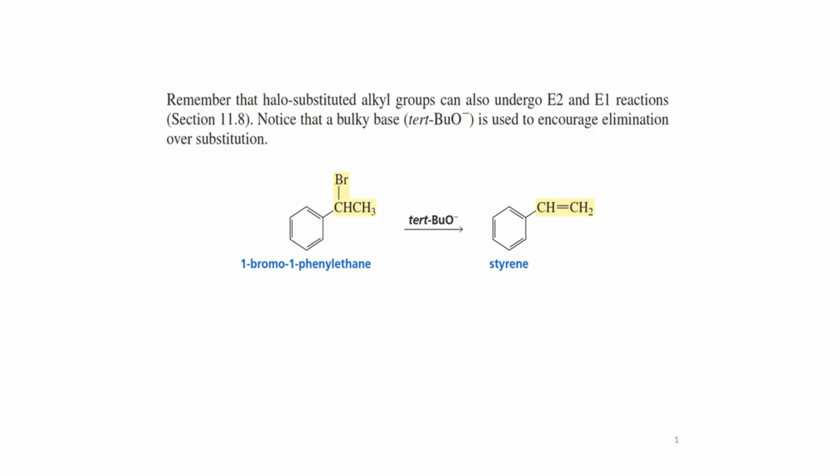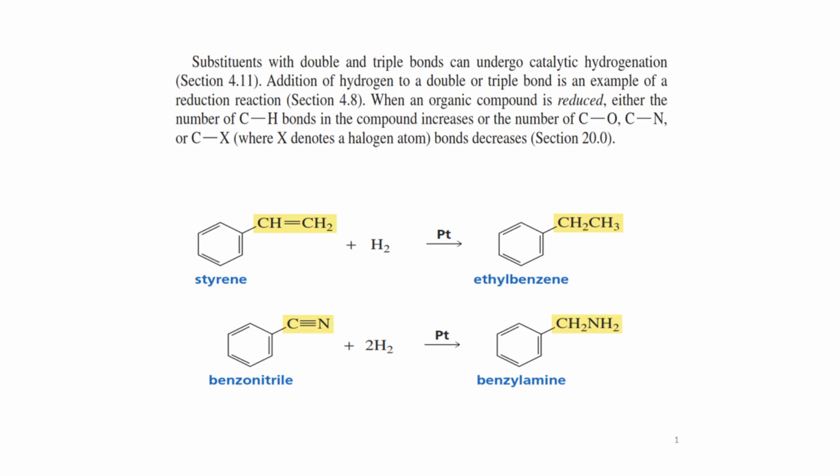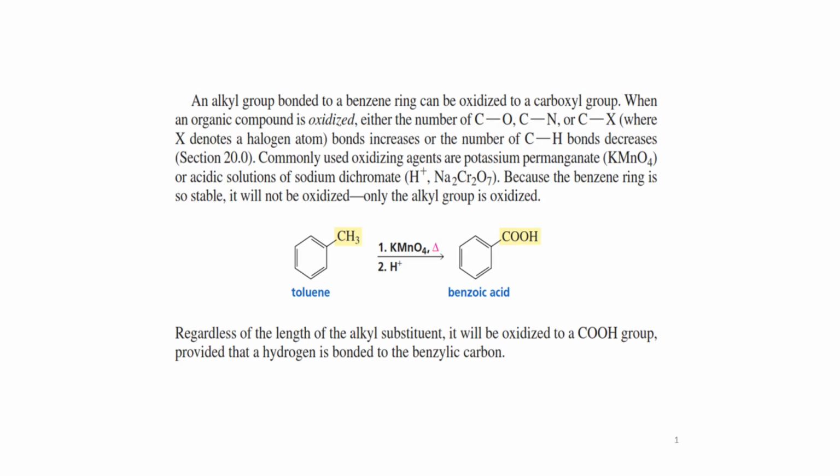Students, please note that halo-substituted alkyl groups can undergo E2 and E1 reactions, with bulky bases favoring elimination over substitution. Substituents with double or triple bonds can undergo catalytic hydrogenation, reducing the number of carbon-carbon multiple bonds. Alkyl groups on benzene can be oxidized to carboxyl groups, using oxidizing agents like potassium permanganate or chromic acid.